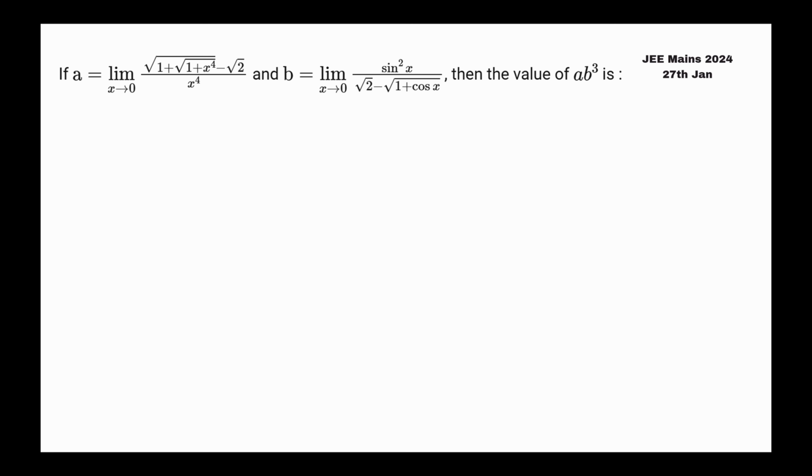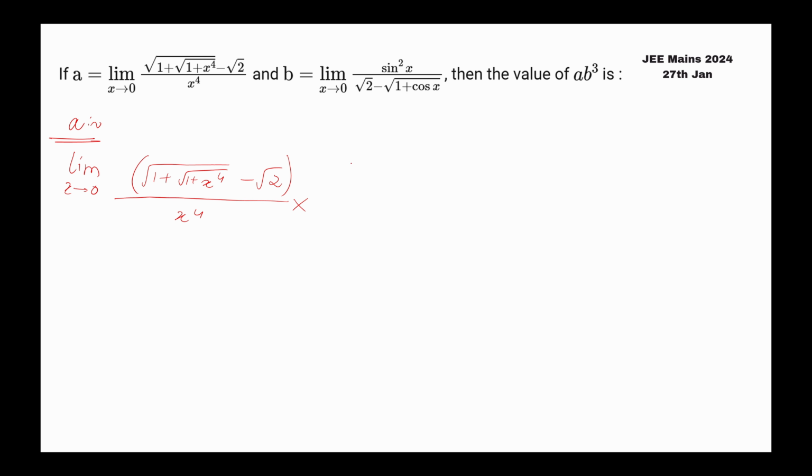If a is equal to this and b is equal to this, then what is the value of ab cube? So simply let us solve both the limits separately. Let us first solve for a. Limit x tending to 0. By the look of this limit, what you can see is there is an irrational term in the numerator, so let's rationalize it. So this would become root under 1 plus root under 1 plus x to the power 4 minus root 2 upon x to the power 4.